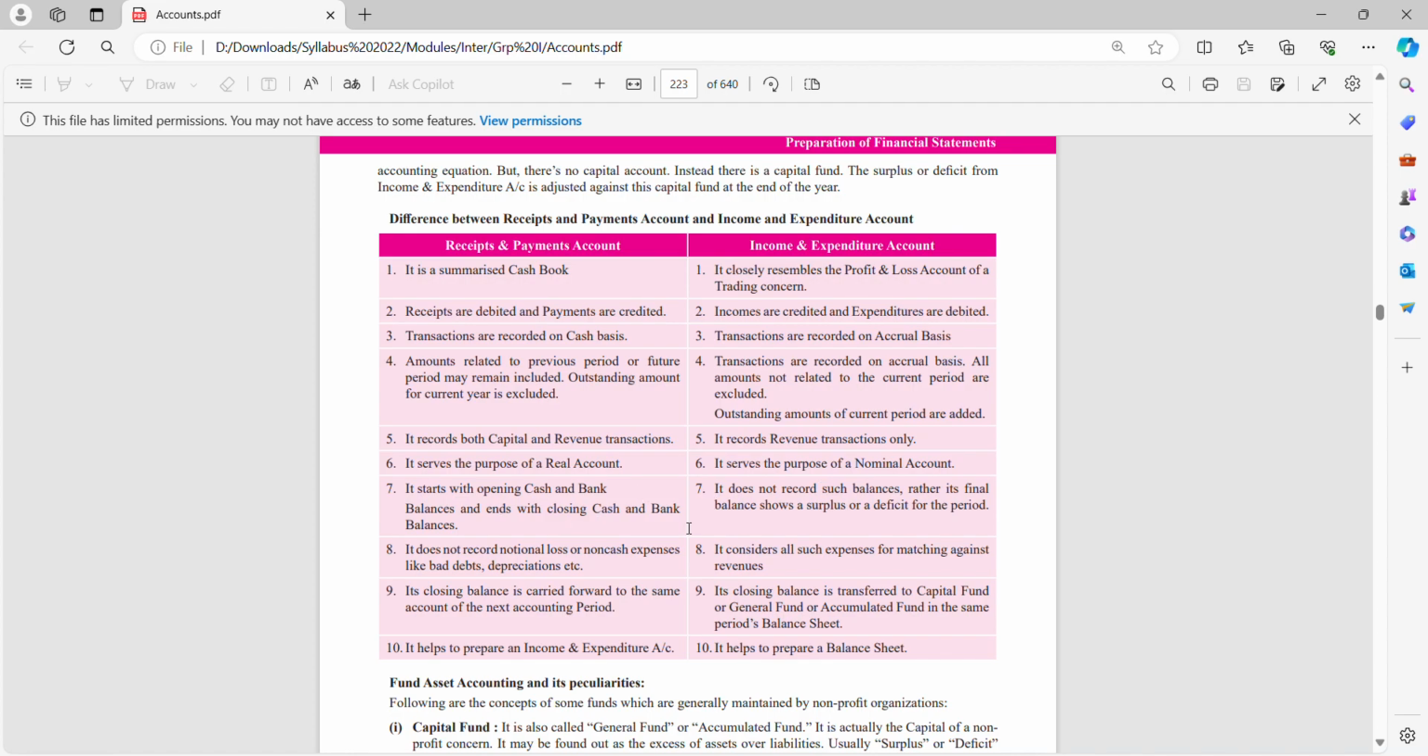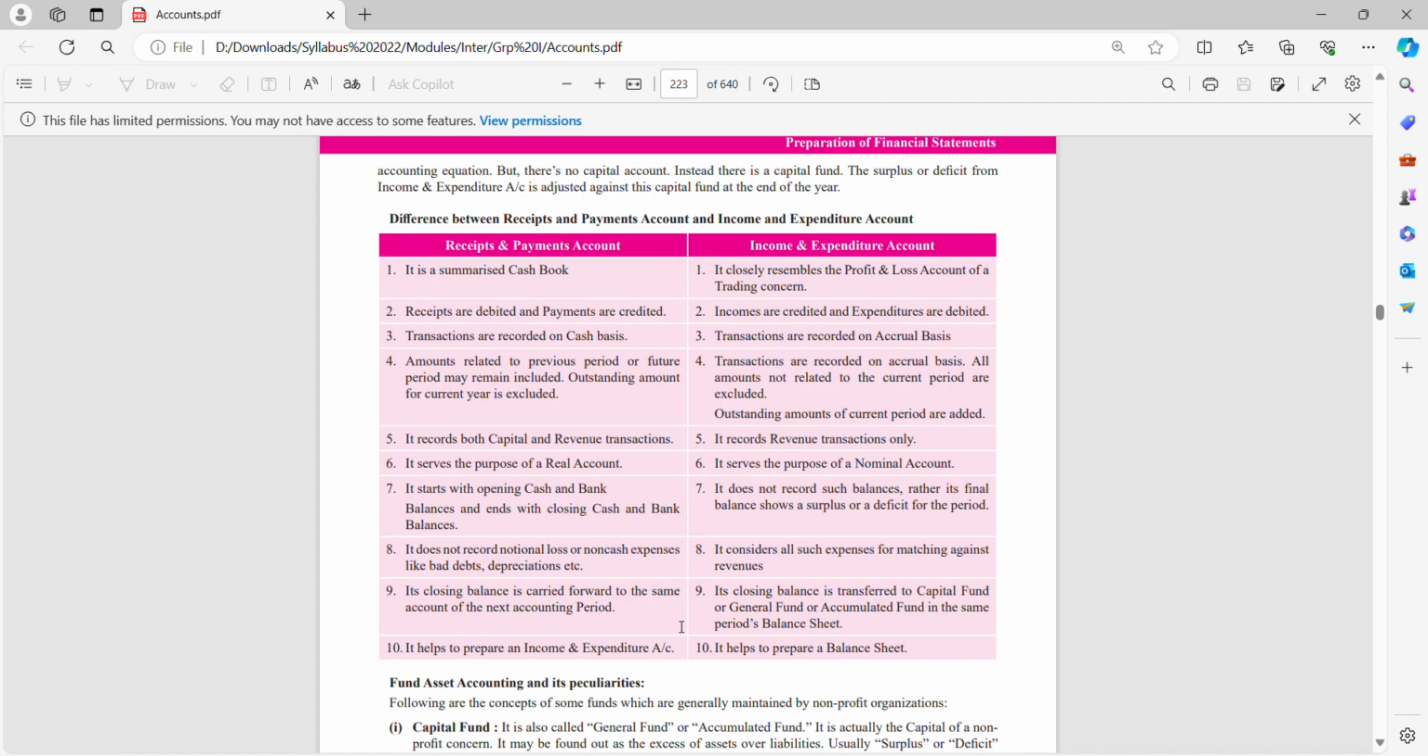It starts with opening cash and bank and ends with closing cash and bank. The other does not record such balances, rather its final balance shows a surplus or deficit. It does not record notional loss or non-cash items. Notional is assumed. So here it does not record any such assumed transactions, say provision for bad debts, depreciation, non-cash items, notional items. But it considers all such expenses for matching against revenues.